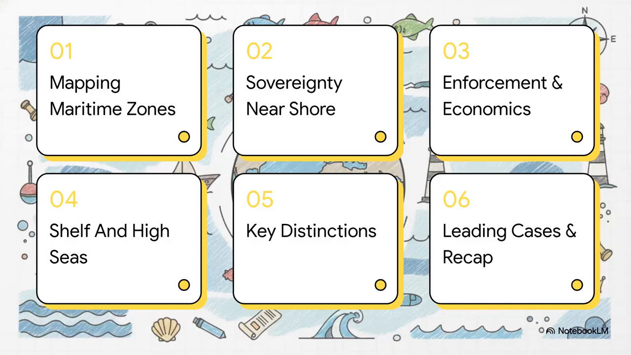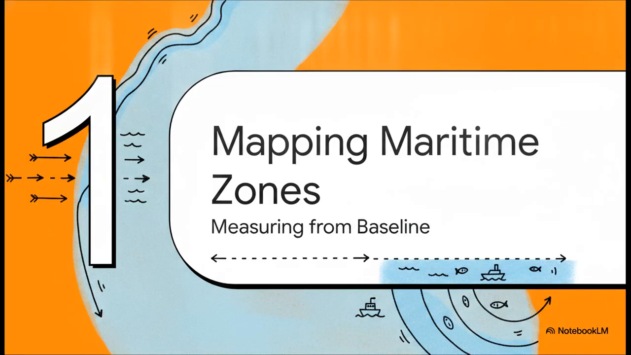Here is our roadmap for this lesson. We'll start by mapping the maritime zones, then look at sovereignty near the shore, followed by enforcement and economic rights, and the continental shelf and high seas. After that, we'll nail down some crucial jurisdictional distinctions, and finally, look at the leading cases and recap everything we've learned. So part 1, mapping the maritime zones and measuring seaward from the baseline.